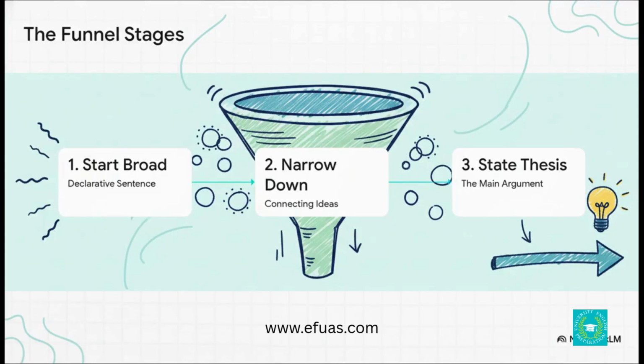This whole method really just breaks down into 3 easy steps. First, you're going to start broad with something called a declarative sentence. Second, you narrow things down by connecting your main ideas. And third, you state your thesis. That's your main argument. That's it. That is the entire structure for your introduction.